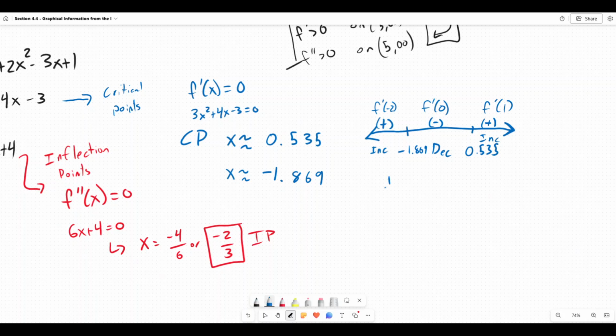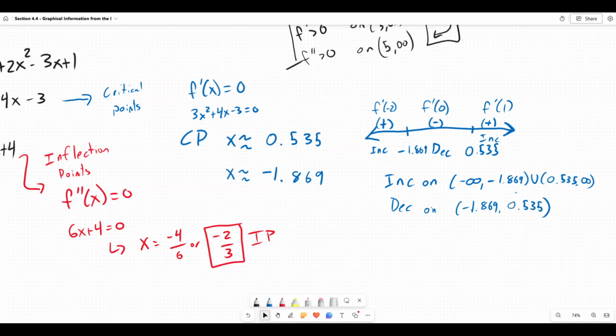This function is increasing on negative infinity to negative 1.869 and 0.535 all the way up to infinity. And it's also decreasing on negative 1.869 to 0.535. So you can imagine a graph: it's going to start increasing, then it's going to decrease, and then it's going to increase. You can kind of see that.